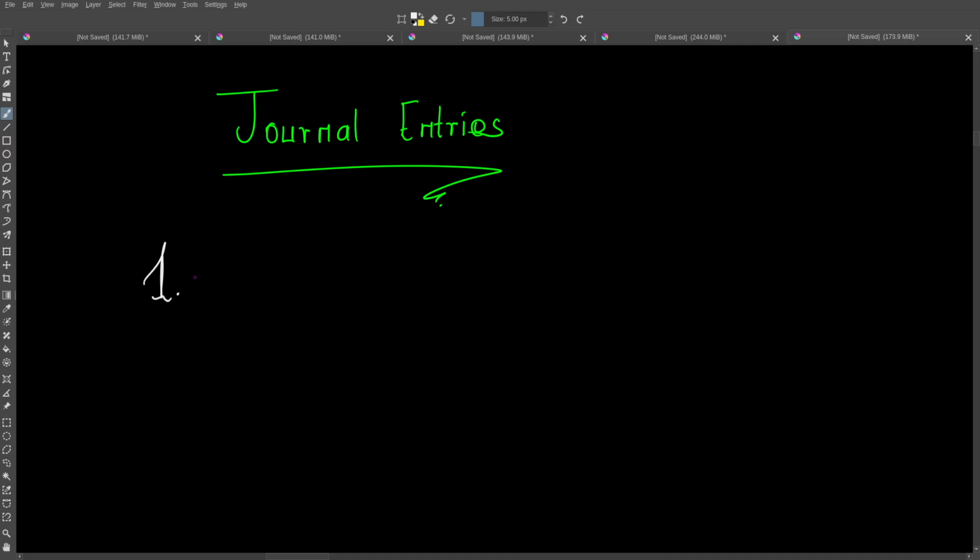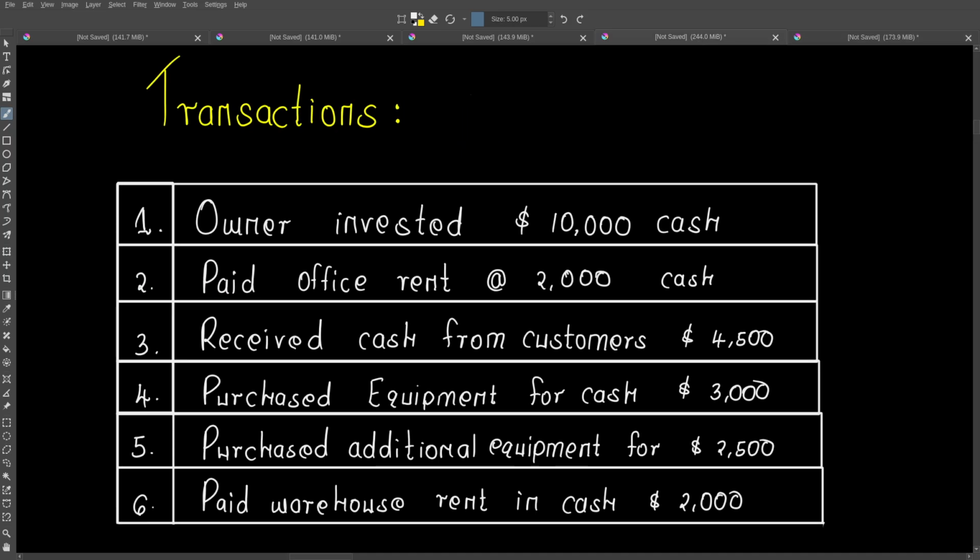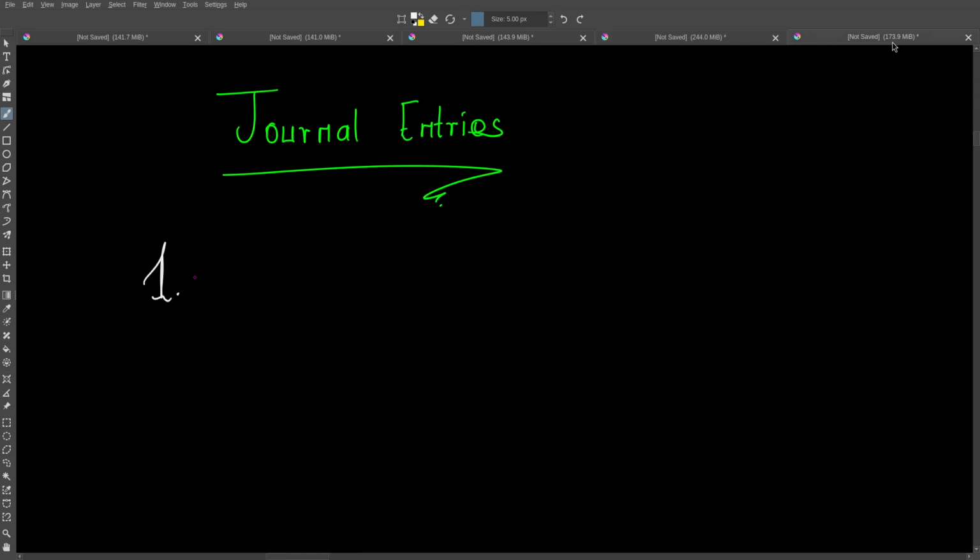So we are told the owner has invested $10,000 in cash. That means that the business has received cash. So what do we do to the cash account to increase it? Because we have received money, we debit that account. So we debit cash account an amount of 10,000.